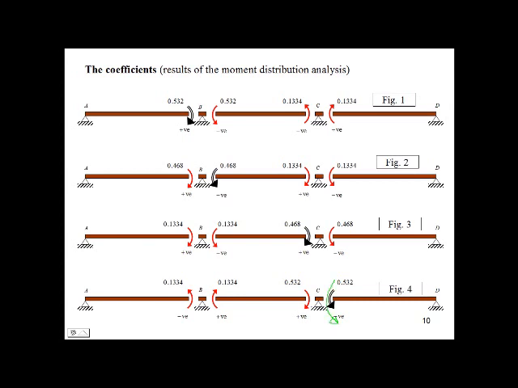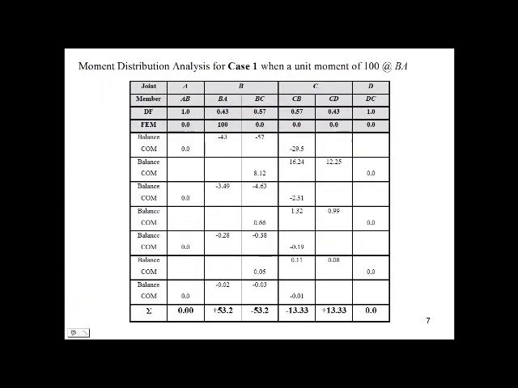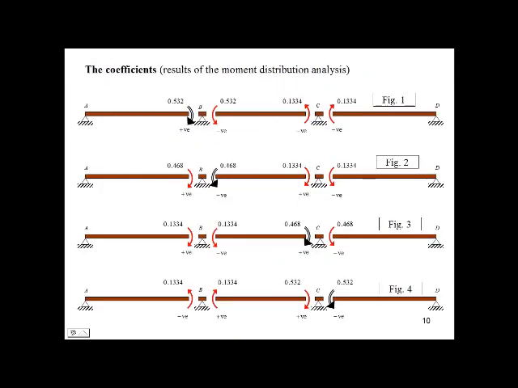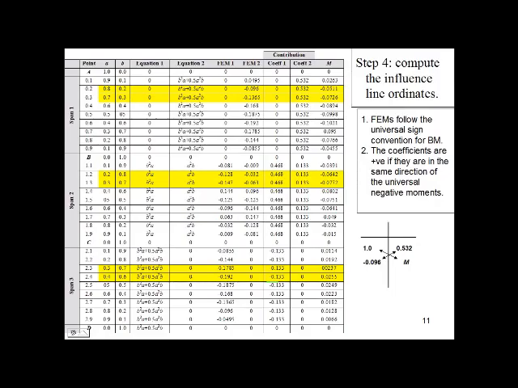When a unit moment was applied at end CD, a moment of 0.1334 in the opposite direction of the universal negative moment was developed at end BA. Therefore, a negative sign should be prefixed to the coefficient. The bending moment at end BA equals negative 0.1785 multiplied by negative 0.133. The result comes up to be 0.0237.